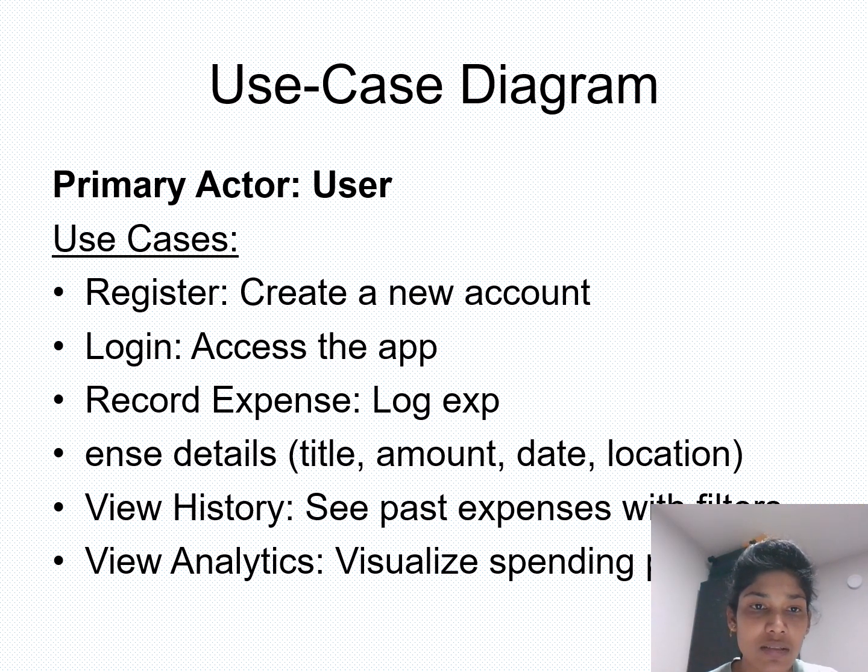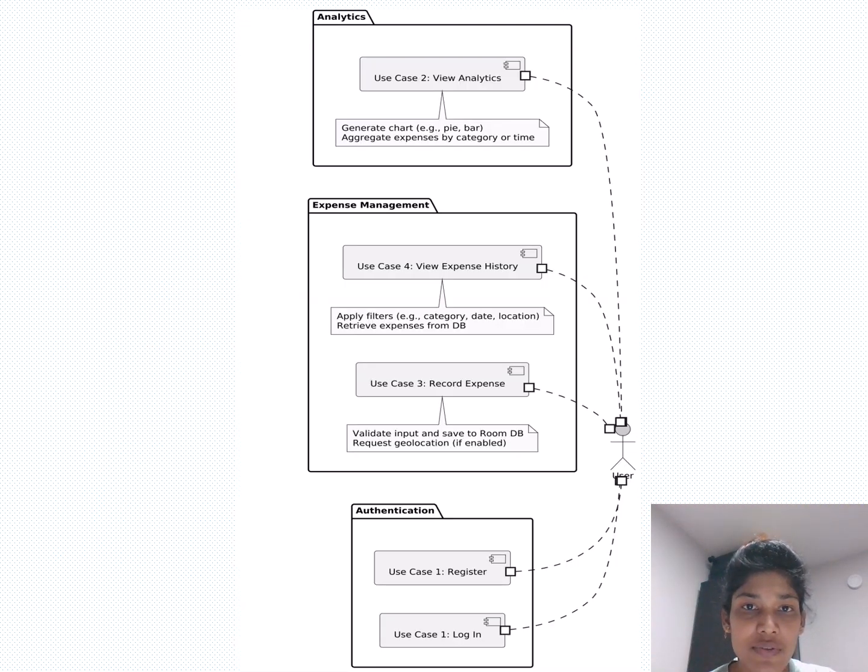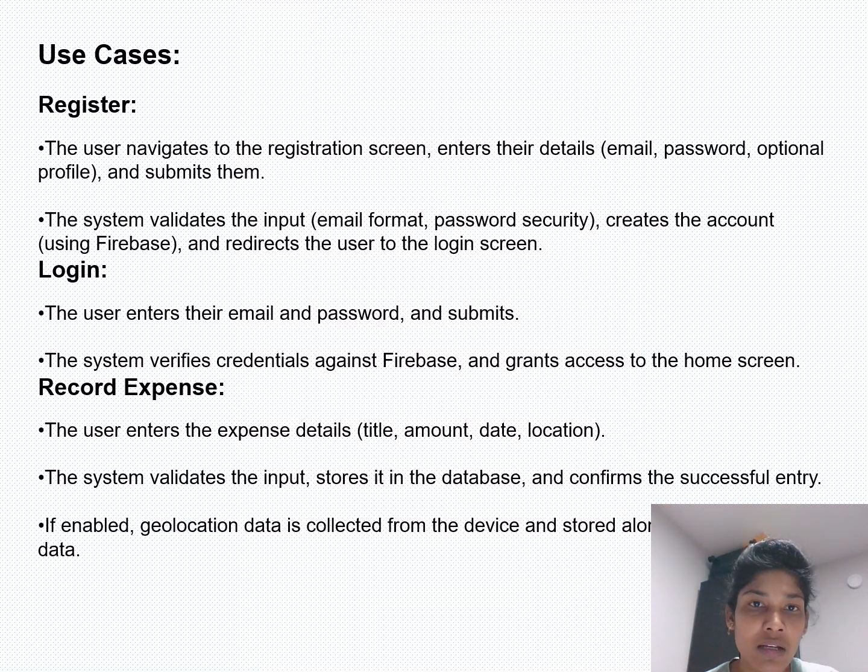Primary actor: user. The use case diagram defines how users interact with the app: registering, logging in, adding expenses, viewing expense history, and analyzing spending habits. This is a visual representation of the use case. Here are some use cases: users register with Firebase, login securely, and record expenses with optional location data, which is saved in the local database.